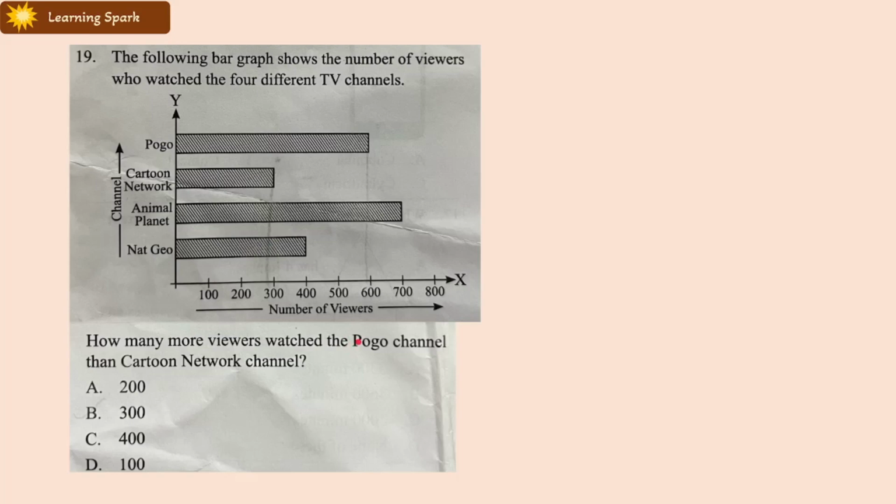Right, so we have to take out the numbers of the viewers of Pogo channel and the viewers of Cartoon Network channel. Okay, so let's see how many people have watched the Pogo channel. So the Pogo channel goes until this. So if we draw a line over here, it will come to 600, right? So 600 people have watched Pogo. And then Cartoon Network, if we draw a line here, it will come to 300. Okay, so 300 people have watched Cartoon Network.